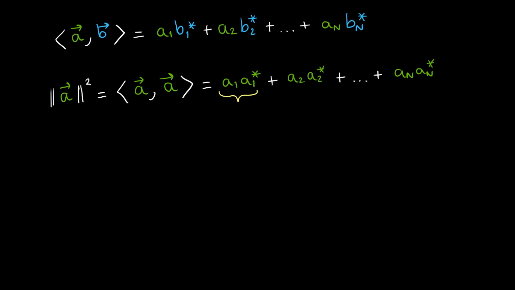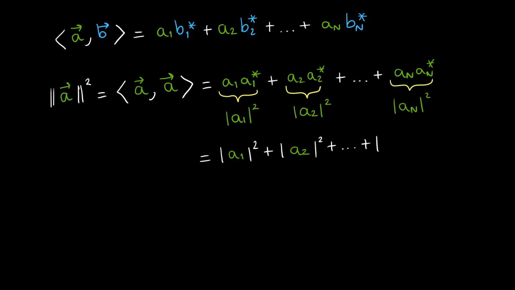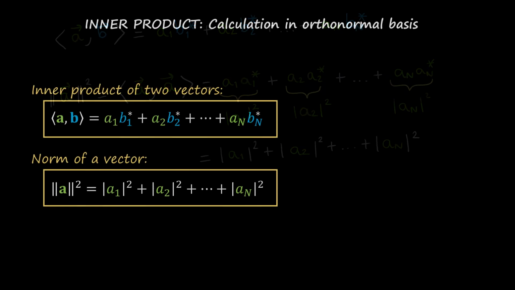Now remember that a complex number times its conjugate is equal to its absolute value squared. This is a property of complex numbers. So we can write these two useful results in a neat way.